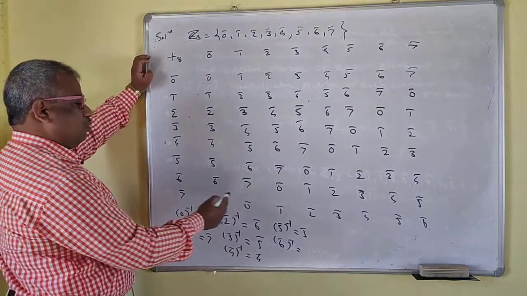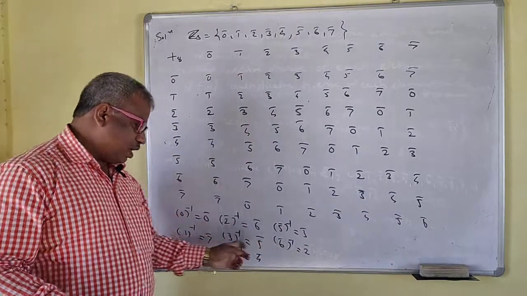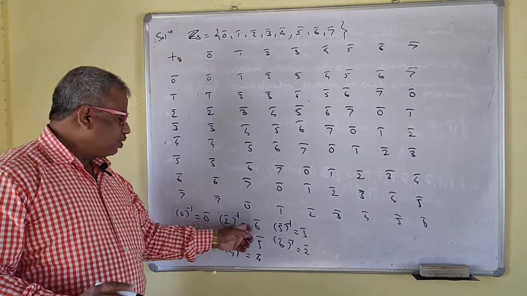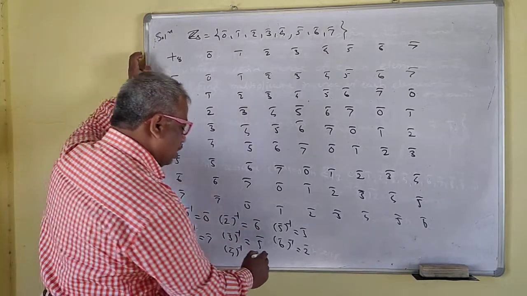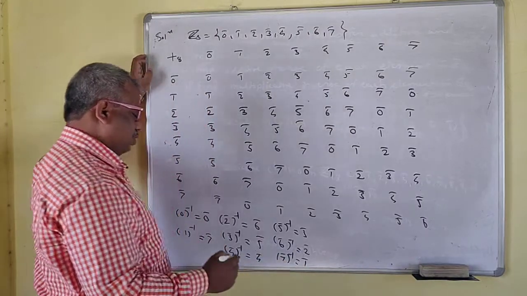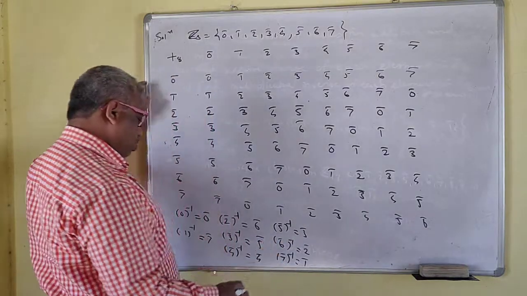6 bar inverse is what? 2 bar. Now see, the additive inverse of 2 bar is 6 bar. They are the inverses of each other. So once you get that, the additive inverse of 6 bar is the same as 2 bar. Then 7 bar inverse. 7 bar is the same as what? 1 bar. Okay. Additive inverse of 7 bar is 1 bar.